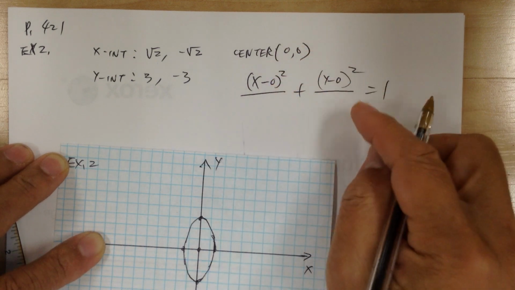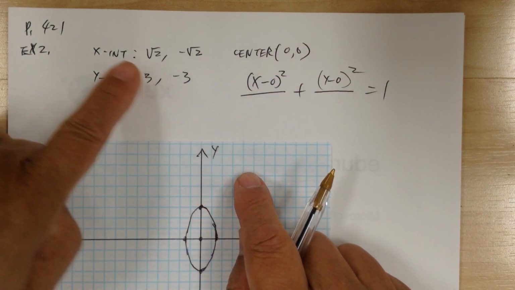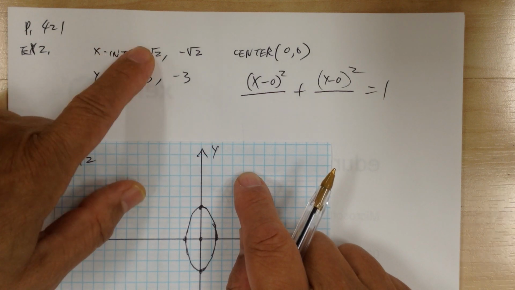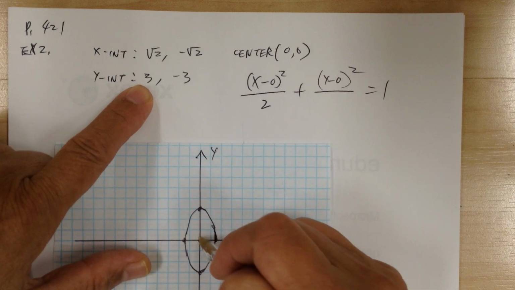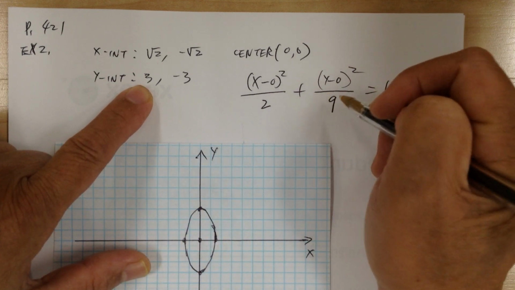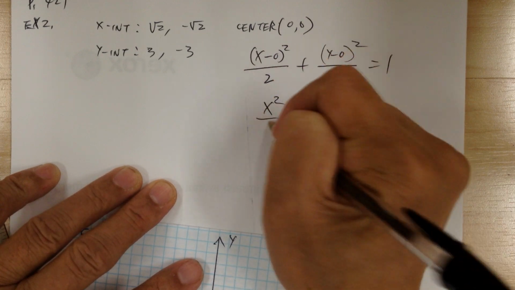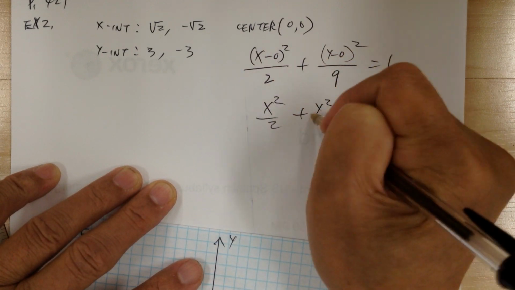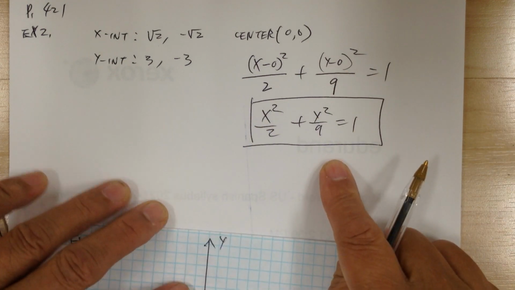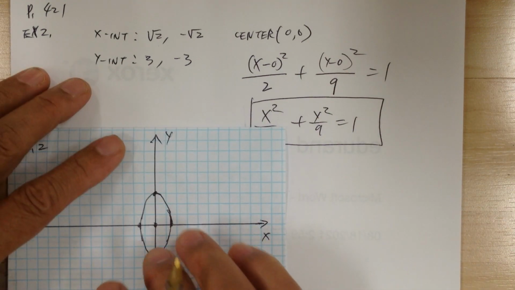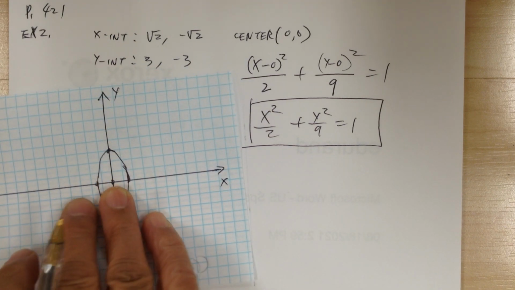Okay, so basically that's what it is. Now if you look up here, the x is square root of 2, so you square that, you're going to get 2. Over here, you see the 3, so you square it, you're going to get 9. And you get rid of the 0, so you've got x squared over 2 plus y squared over 9 equal to 1. Okay, and that's your answer. So again, if you sketch it out, it's fairly simple. Okay, now let's go to example 3.